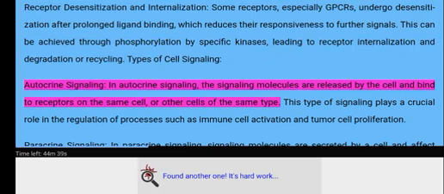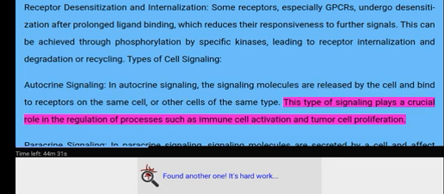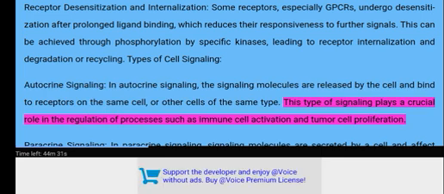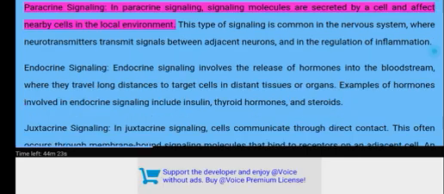Types of cell signaling. Autocrine signaling. In autocrine signaling, the signaling molecules are released by the cell and bind to receptors on the same cell, or other cells of the same type. This type of signaling plays a crucial role in the regulation of processes such as immune cell activation and tumor cell proliferation. Paracrine signaling.